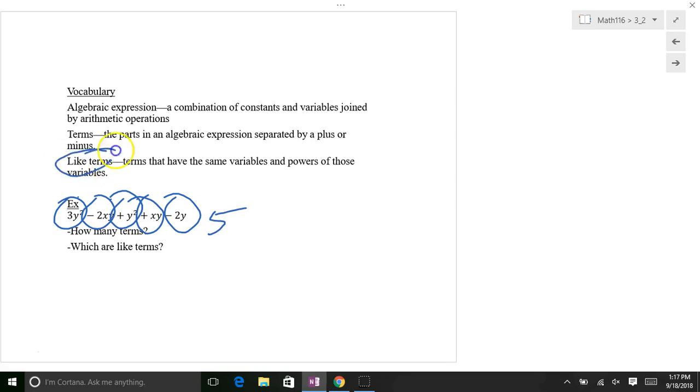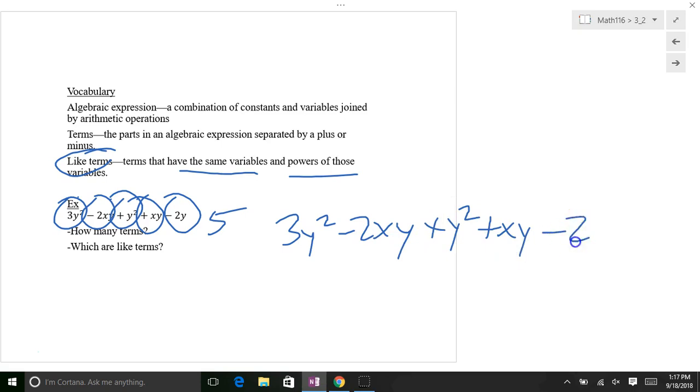Now how many are like terms? Like terms have to have the same variables and the same powers on those variables. So if you've got 3y squared minus 2xy plus y squared plus xy minus 2y, the first thing we look for is, let's look at this term, 3y squared. Is there any other term with the exact same variable and power? It's got to be a y and it's got to be squared. And you say, well, there's one right there.